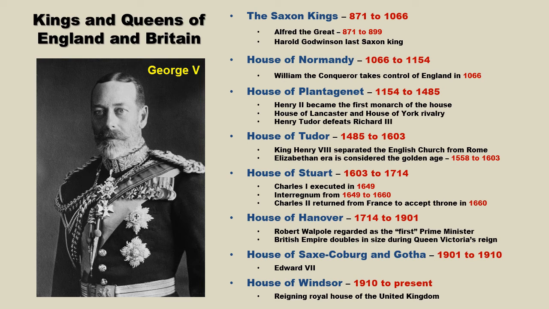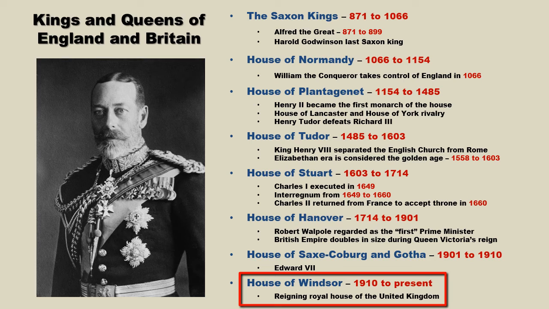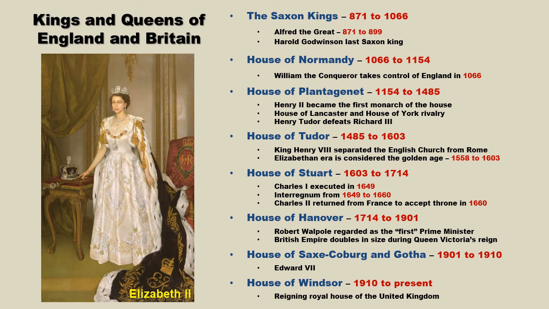During World War I, George changed the name of the house to the House of Windsor. The reason for this was the significant amount of anti-German sentiment during the course of the war. Elizabeth II is the current reigning monarch of the House of Windsor. In 2015, Queen Elizabeth surpassed her great-great-grandmother, Queen Victoria, to become the longest reigning monarch in British history.